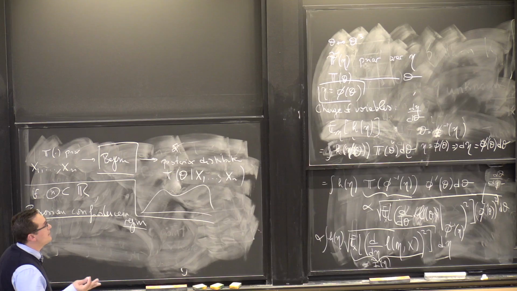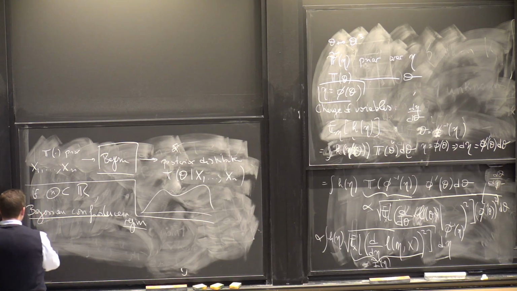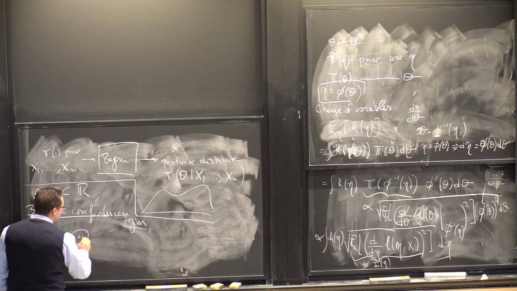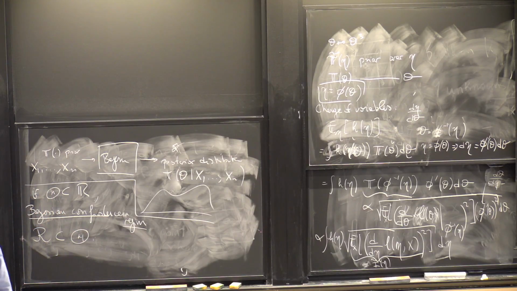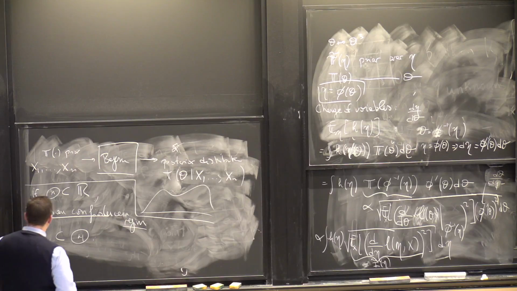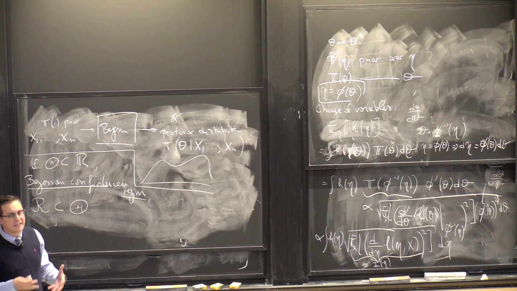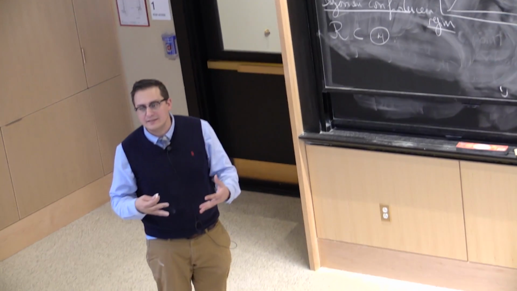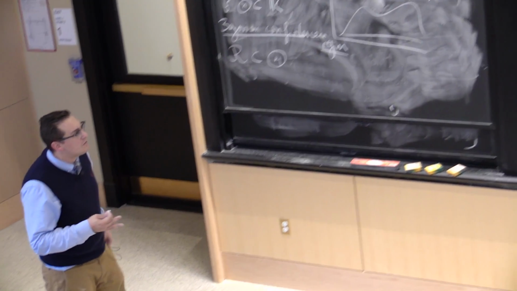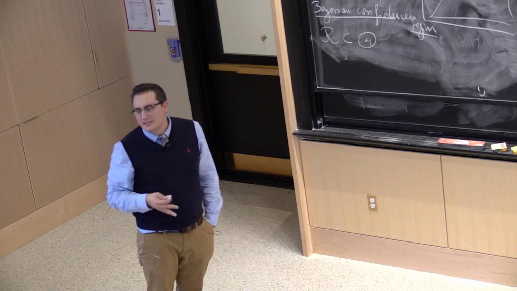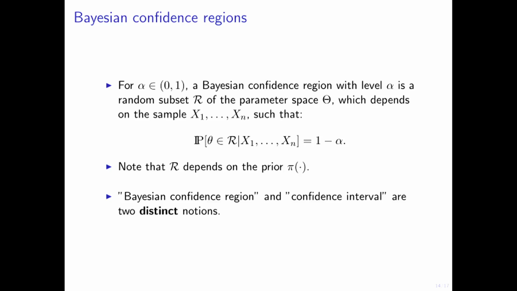Okay, so it's just a random subspace. Let's call it R, which is included in theta. When you had the deterministic one, we had a definition with respect to the randomness of the data, right? That's how you actually had a random subset. You had a random confidence interval. Here it's actually conditioned on the data, but with respect to the randomness that you get from your posterior distribution.